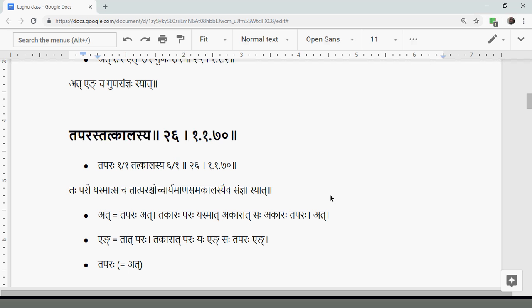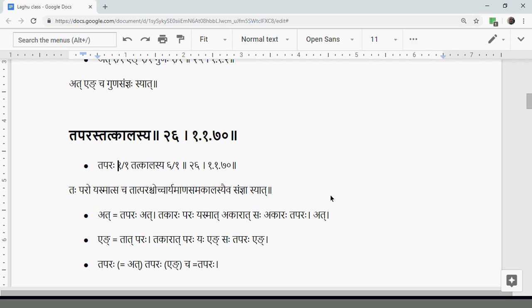cha is given. So just a second, let me think. Yeah, I think it will be okay. So and taparaha cha, so this taparaha, taparaha cha, what is the second taparaha? Taparaha is eng. Cha what? So taparaha cha is equal to at cha eng cha. What is that? Uchariyamana. Uchariyamana samakalasya eva sanyasyat is taparaha. This is equal to taparaha.